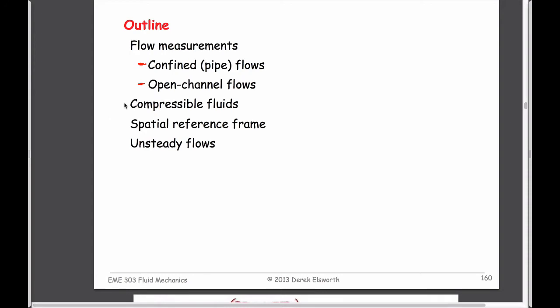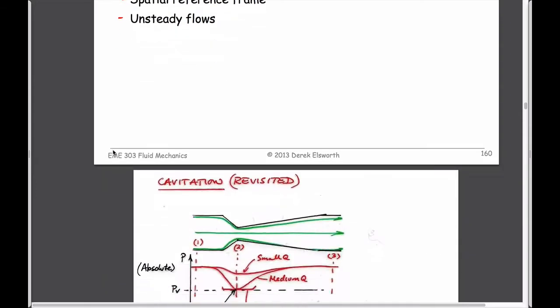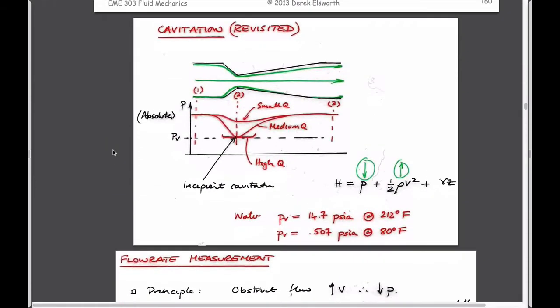And we'll also, maybe if we get to it, talk about the limitations of using Bernoulli's equation, which we said could only be used for incompressible flows. We've used it for air, seems to work okay. Talking about the spatial reference frame, which we've already actually assumed without really thinking about it, and also whether we can apply it to non-steady state flows, which we perhaps can. So let's see how we get through this.